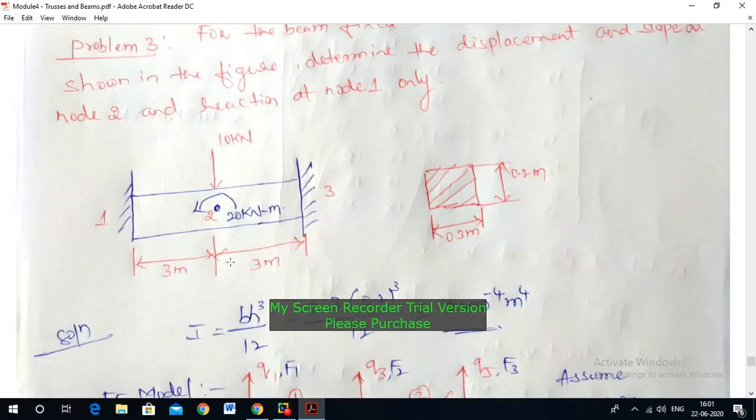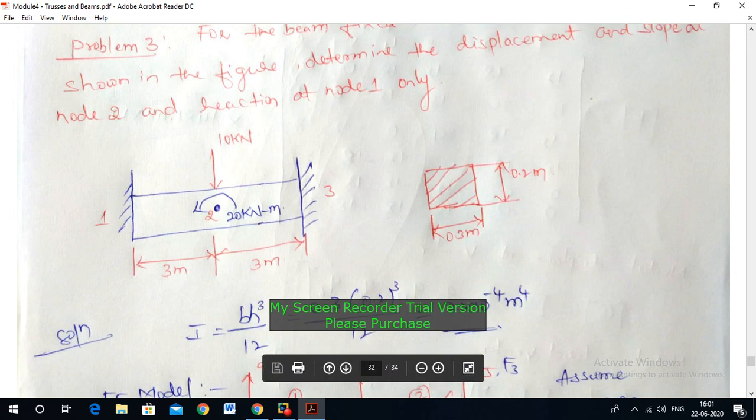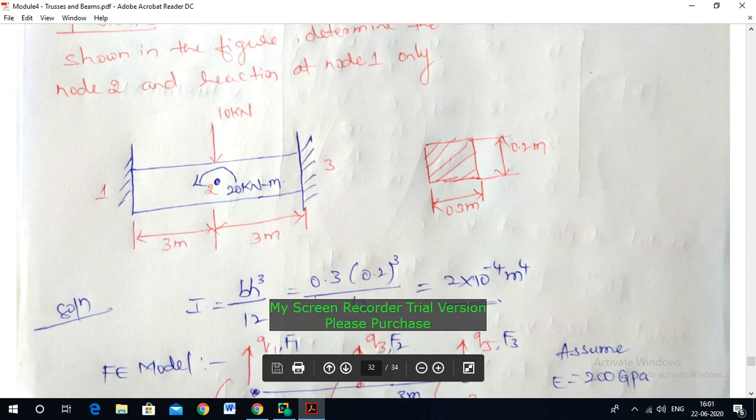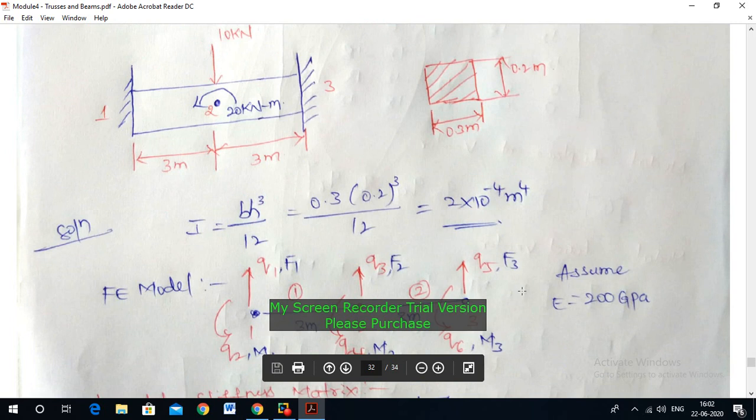See, for this problem, the moment of inertia is not given. Find out first the moment of inertia, I = bh cubed by 12. Breadth is given as 0.3 and h is given as 0.2, cubed, divided by 12. Therefore, after simplifying, I will get 2 into 10 power minus 4 m to the power of 4.